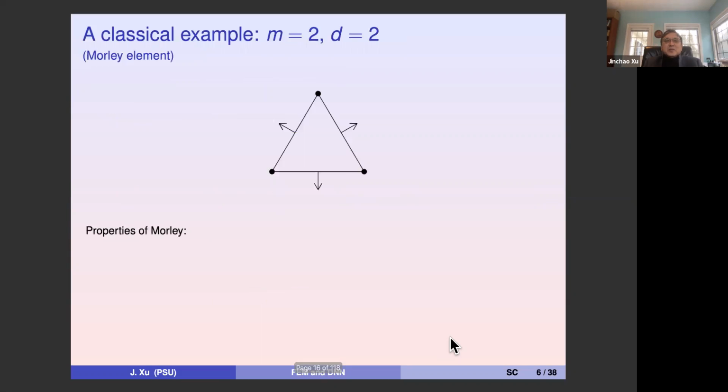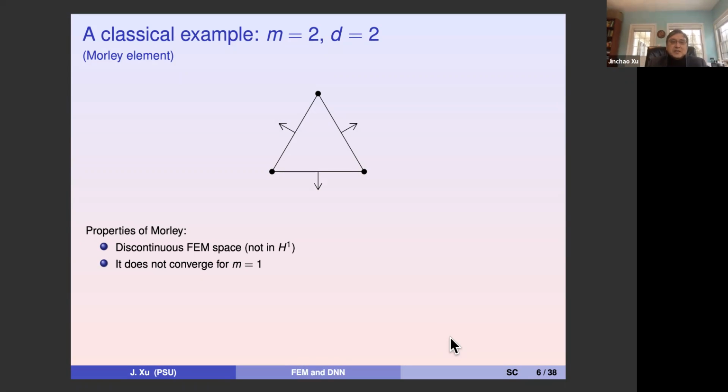Let me just go do this one. For example, if you do biharmonic, you do quadratic, this is the Morley element. This is what I call the most peculiar element in finite element every time I teach it. It's discontinuous, not even in H1, but it works for fourth order problem. It doesn't work for second order problem. It's kind of strange. So I managed to generalize this to all the dimensions if m is less than or equal to d.